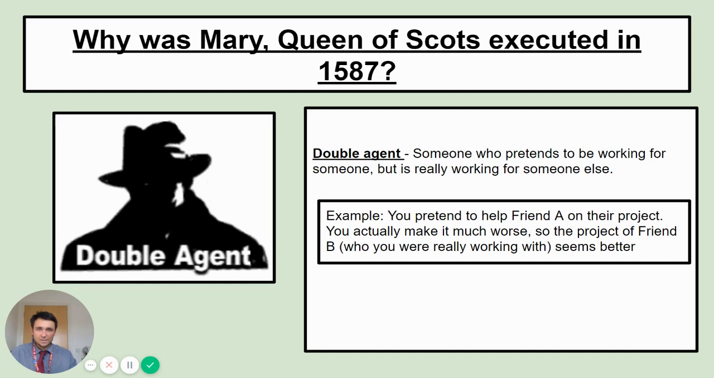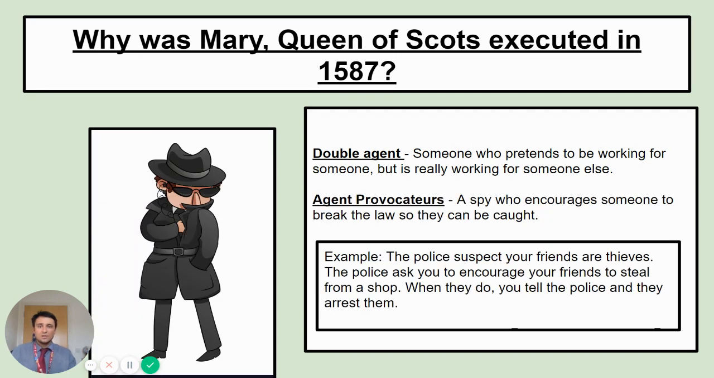Double agents. And actually, also we could use this term as well, agent provocateurs, which is where a spy encourages someone to break the law so they can be caught, so there's evidence. So an example here might be that the police suspect that your friends are thieves. They ask you to encourage your friends to steal from the shop, and when they do, because you've encouraged them, they can then arrest them.